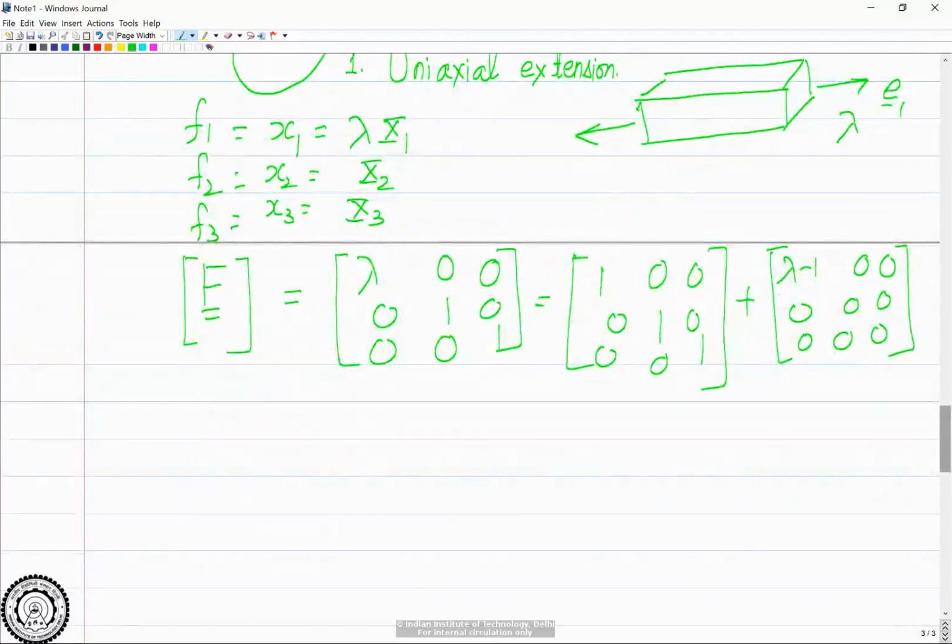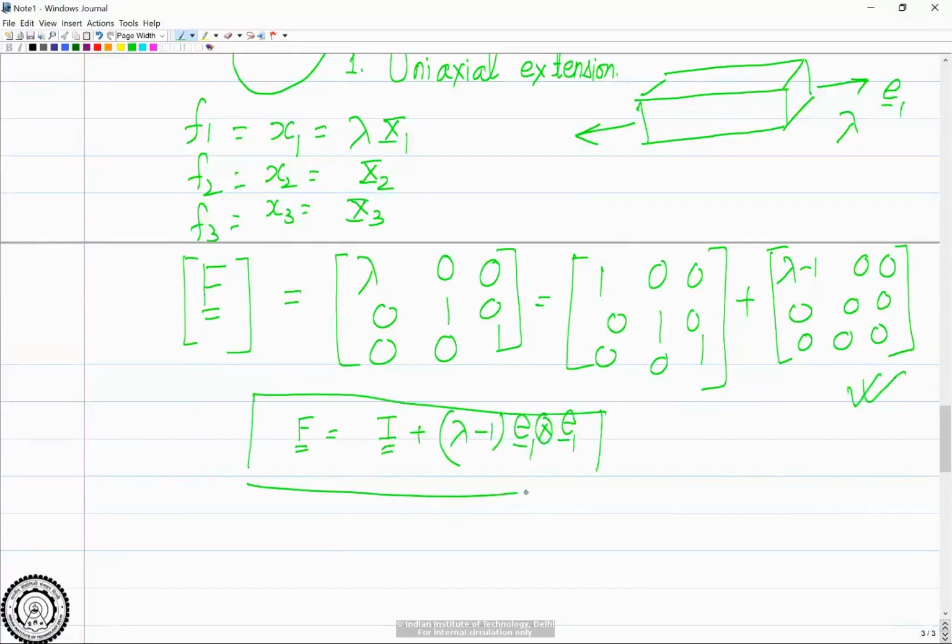If you try to go back to the tensor notation, you will get big F is equal to the identity tensor plus the tensor corresponding to this matrix. And what is the tensor of this matrix? You see it has only one non-zero entry. So it is E1 tensor product E1. So that's lambda minus 1 times E1 tensor product E1. Okay, so this is the general form for uniaxial stretching.